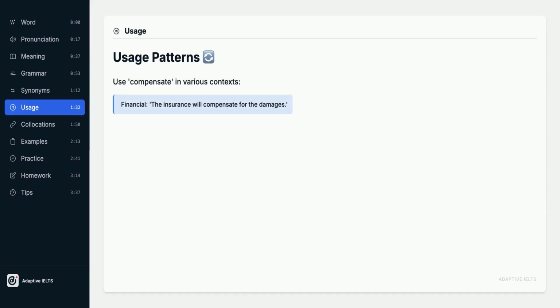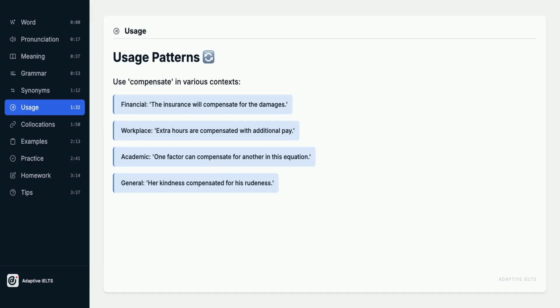Use compensate in various contexts. Financial: the insurance will compensate for the damages. Workplace: extra hours are compensated with additional pay. Academic: one factor can compensate for another in this equation. General: her kindness compensated for his rudeness.